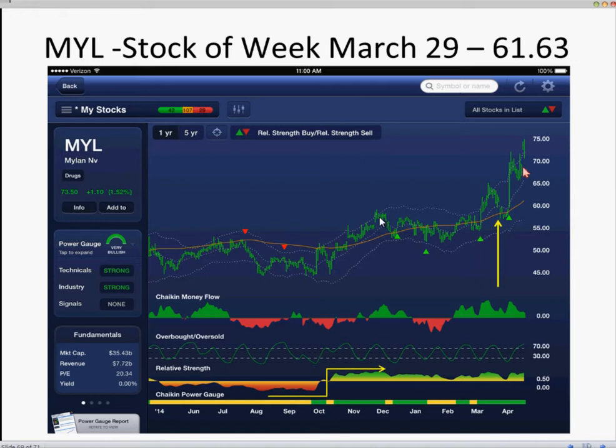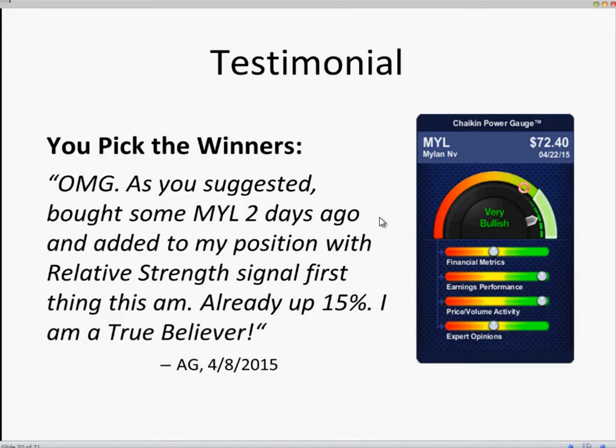Mylan had made a bid for another $30 billion bid for another generic drug maker, and now suddenly Teva has come into the picture making a bid for Mylan. And guess what? Teva was in that PPH portfolio. So those guys are great stock pickers. And we got this testimonial. You pick winners. Oh, my God.